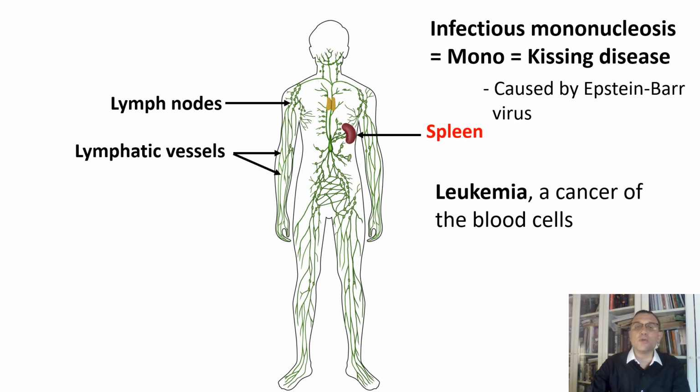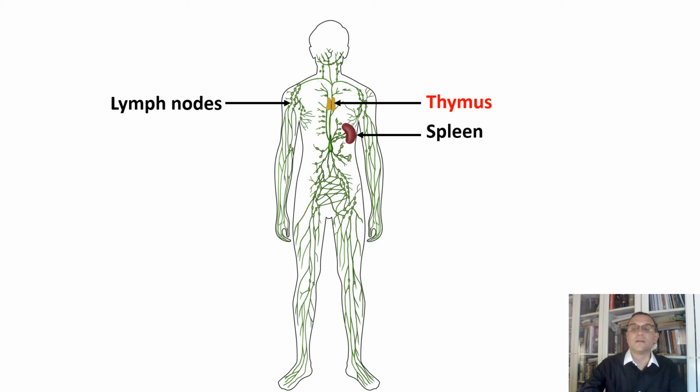Leukemia is a broad term for cancers of the blood cells. Scientists do not understand the exact causes of leukemia. It seems to develop from a combination of genetic and environmental factors.